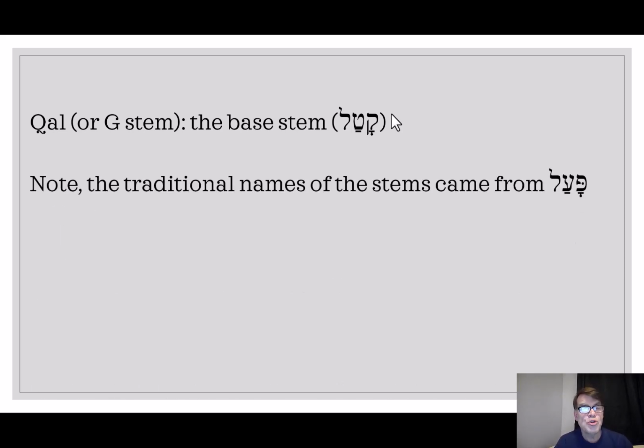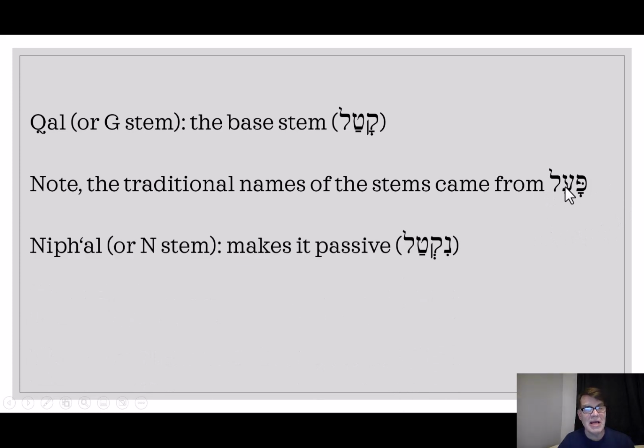Interestingly enough, traditionally, the paradigm verb used to be pa'al, which means to do or to make. And here you see pa'al. The thing about pa'al is its second consonant is a guttural, ayin, and so it does not always behave normally. And so it's very curious to me that they picked that as the paradigm verb in the past. But the traditional names for the stem basically come from taking pa'al and putting it in that stem.